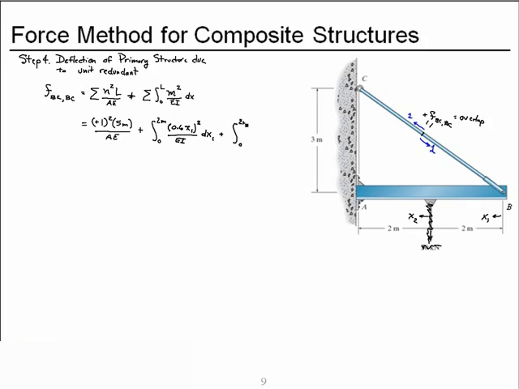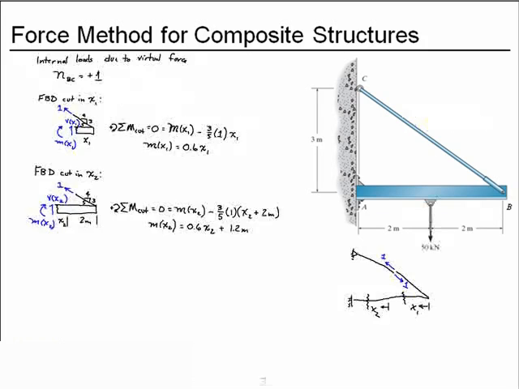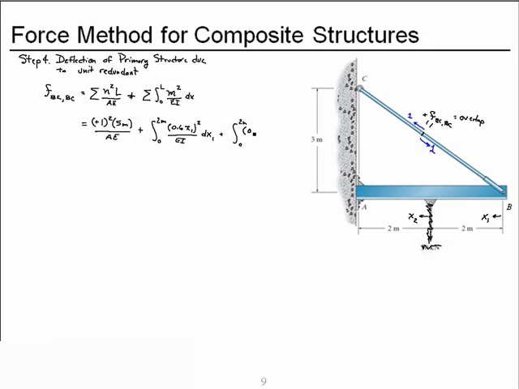We'll integrate over the range of x2, the virtual moment we found to be 0.6x2 plus 1.2 meters. We'll square that equation, divide by EI, integrate with respect to x2. And that gives us 5 meters over AE plus the integral from 0 to 2 meters of 0.36 x1 squared over EI. We'll integrate with respect to x1.